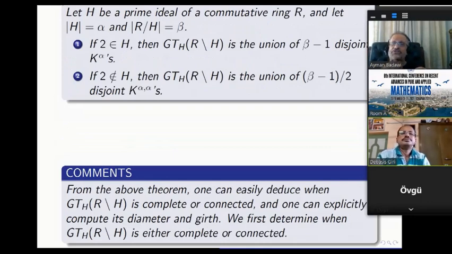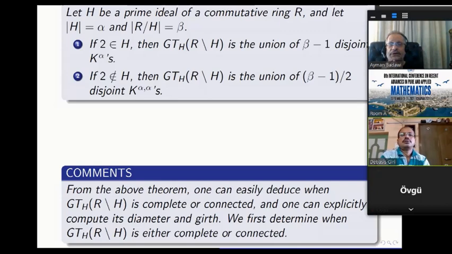Assume H is a prime ideal of a commutative ring. Remember that usually H is a union of prime ideals. What about if I select only one prime ideal? Then H will definitely be a prime ideal. Let the cardinality of H be alpha, and the cardinality of the quotient ring R mod H be beta. Then here is the structure of this graph.